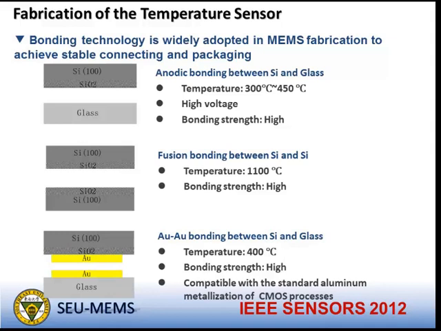Next is the gold-gold bonding technology. With the gold-gold bonding technology, the temperature is about 400 degrees centigrade, and the bonding stress is higher. Compared with these two bonding technologies, the gold bonding technology can be compatible with the standard aluminum metallization of the CMOS process.